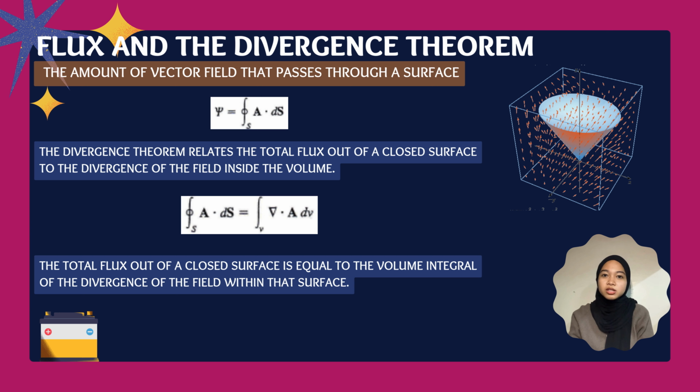To make it easier to understand, imagine a balloon. The flux is like the total air escaping through the balloon surface, while divergence tells us how much air is being produced or lost inside the balloon. So, basically, the divergence theorem helps us simplify surface calculations by looking at the inside of the volume instead.